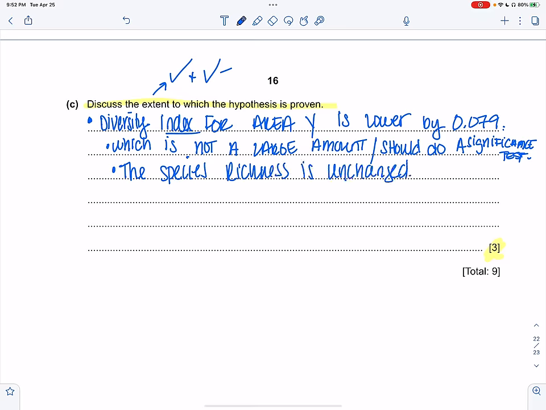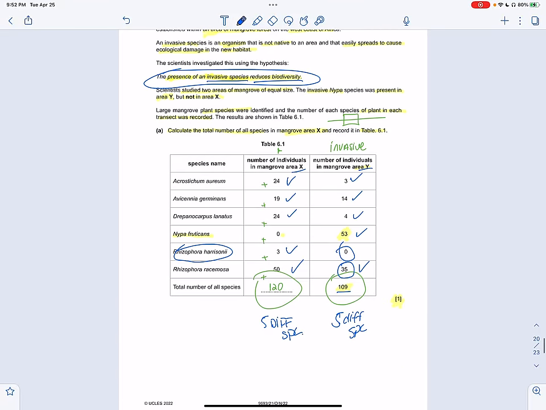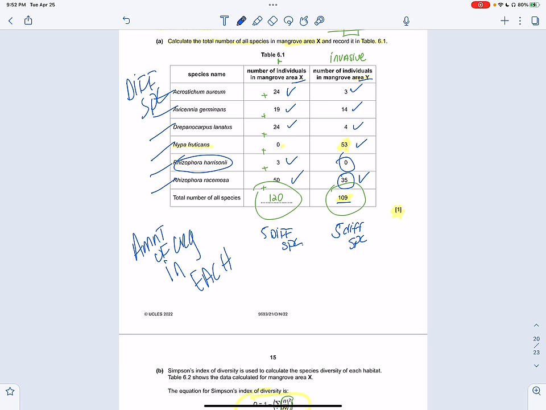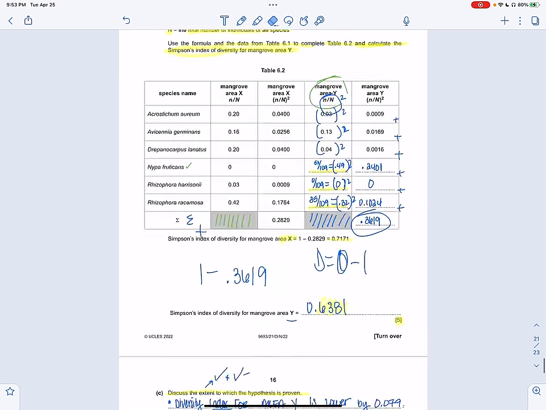Simpson's Index of Biodiversity measures not just the species richness, which is the different species that you have, but also the evenness, which is the amount of organisms in each species. Because if you say, oh, I have so many species in this habitat, it's so biodiverse, but then you only have one or two individuals of each species, that's not very even. And that's called evenness. This answer we're giving is referencing species richness, which is how many different species you have. And so there's five different species in X and also five different kinds of species in Y.